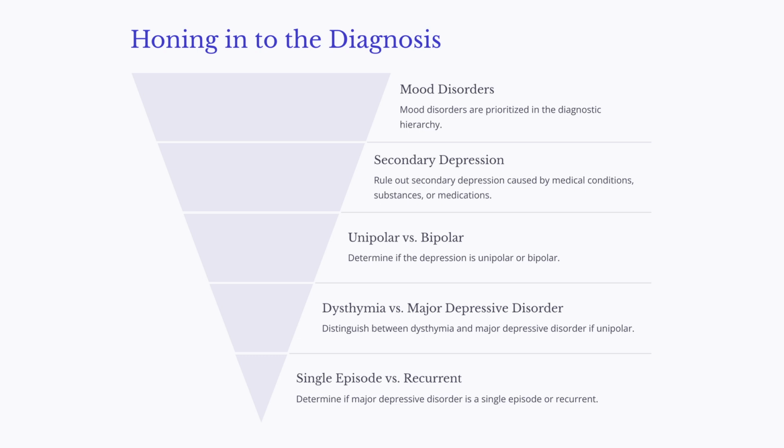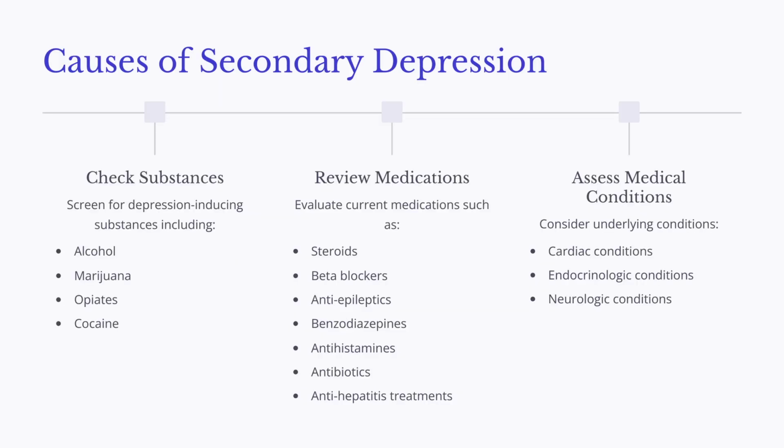Now let's go into a little bit more detail on secondary depression. So as I mentioned, secondary depression occurs as a result of a medical condition, substance use, or medications. And common medical conditions associated with secondary depression are cardiac, endocrine conditions, and neurologic conditions. Substances we often see are alcohol, marijuana, opiates, and cocaine. Medications we commonly see are steroids, beta blockers, antiepileptics, benzos, antihistamines, antibiotics, and antihepatitis treatments.